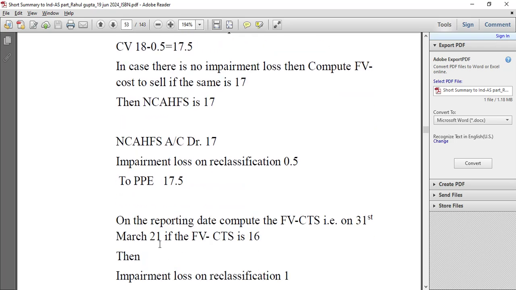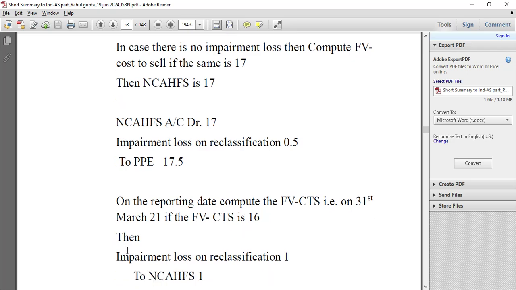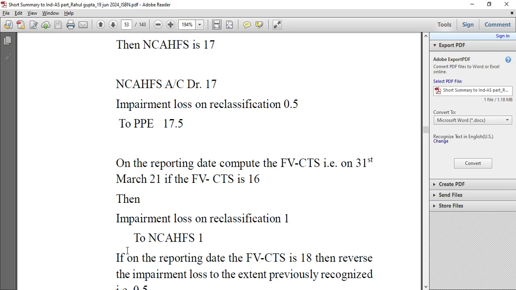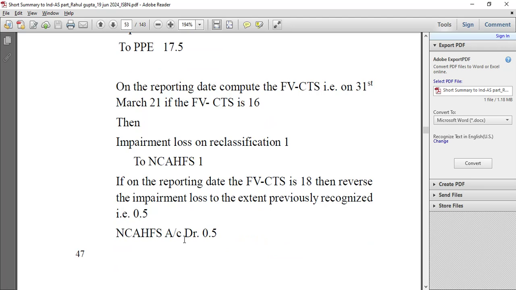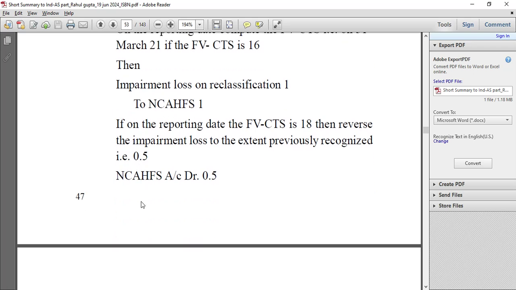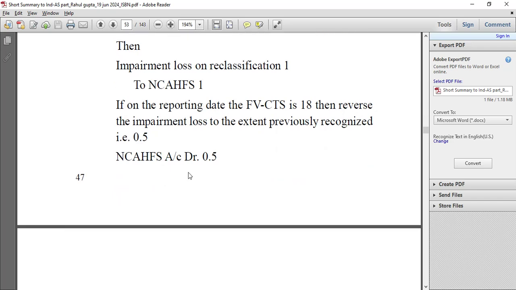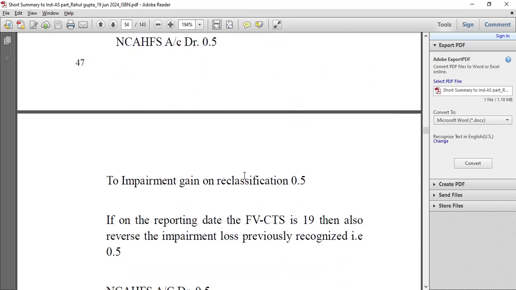On the reporting date, compute the fair value less cost to sell. On 31st March 21, if the fair value less cost to sell is 16, then impairment loss on declassification would be 1. That is impairment loss on declassification 1 to NCHFS 1. If on the reporting date the fair value less cost to sell is 18, then reverse the impairment loss to the extent previously recognized. So the impairment loss is 0.5 earlier, which now has to be reversed. NCHFS account debit 0.5 to impairment gain on declassification 0.5.